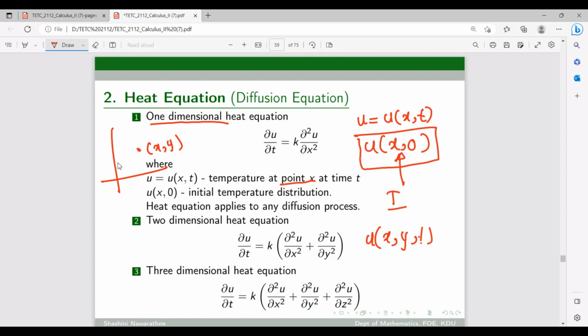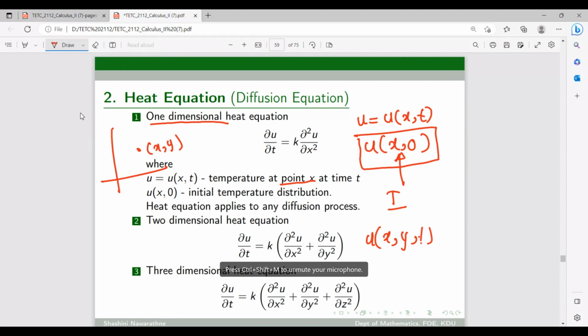If we are considering the three-dimensional case, we have to identify a specific point with three coordinates. That means 3D, the three-dimensional case: x, y, z. And we have to measure the temperature at a specific point at a specific time. Is it clear? So, we are not going to solve the two-dimensional and three-dimensional cases. We are only going to proceed with the one-dimensional case.